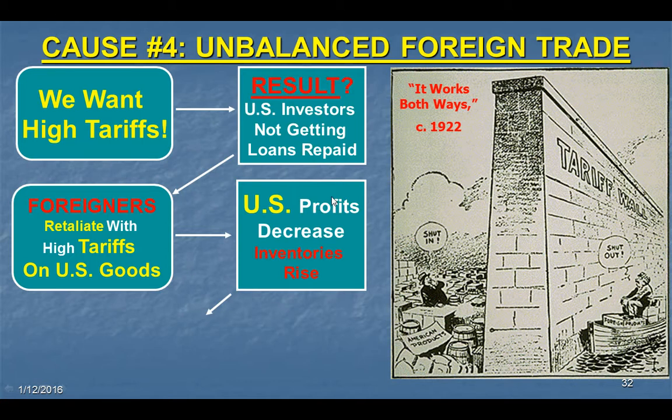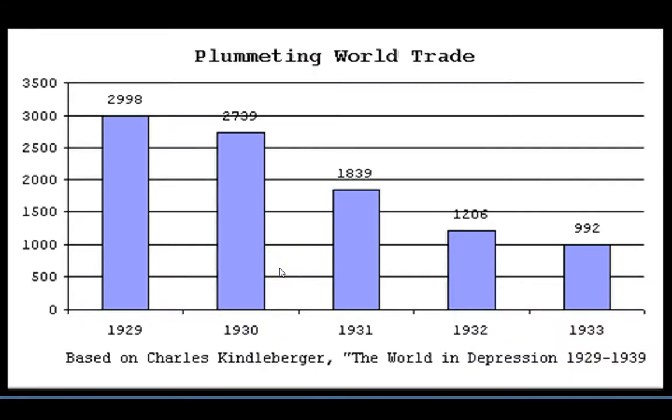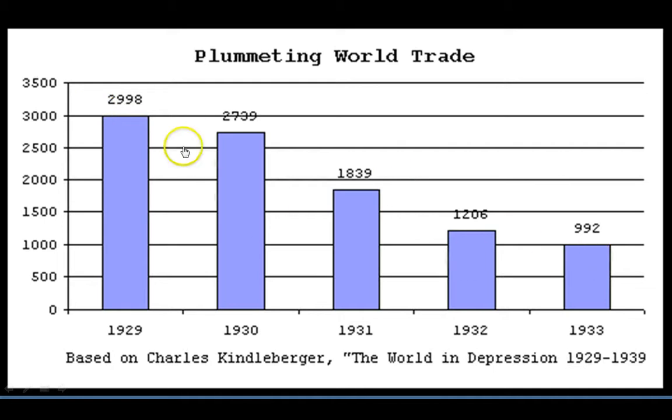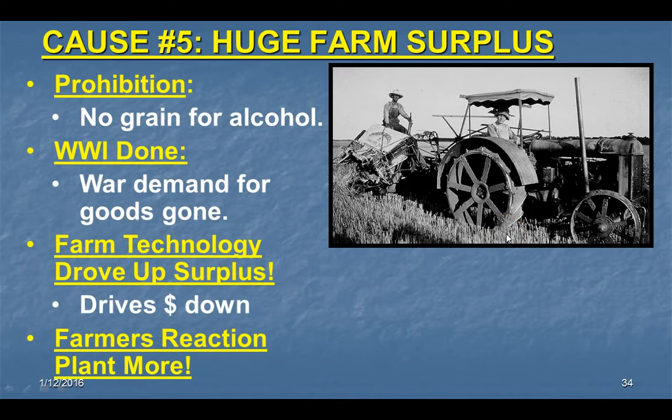Foreigners retaliate with high tariffs on U.S. goods. U.S. profits decrease, inventories rise, companies can't repay the loans they take out to operate, and banks repossess, companies go bankrupt. Banks don't want to repossess because they want their money and their interest back. They don't want to own a farm, a business, and so on. And we have basically a plummeting of world trade that you can see happens here in this depression because of these tariffs.